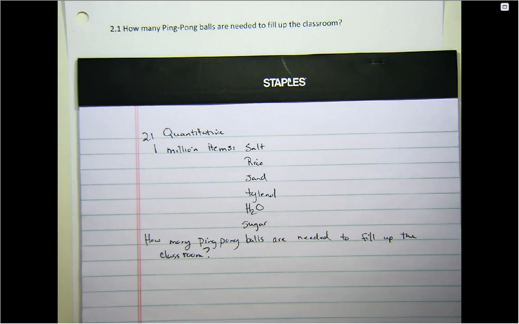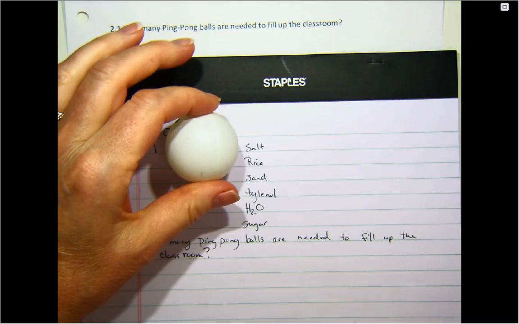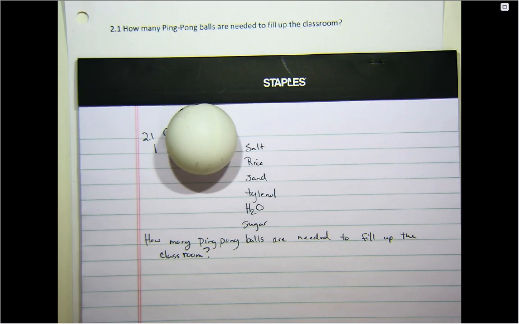I brought some ping pong balls that maybe will help. Here's how big a ping pong ball is. Students at home, you can go ahead and look at your room and guess. Well, is that something we can figure out? How many ping pong balls are filled? Yes, we can figure that out. How would we figure that out?